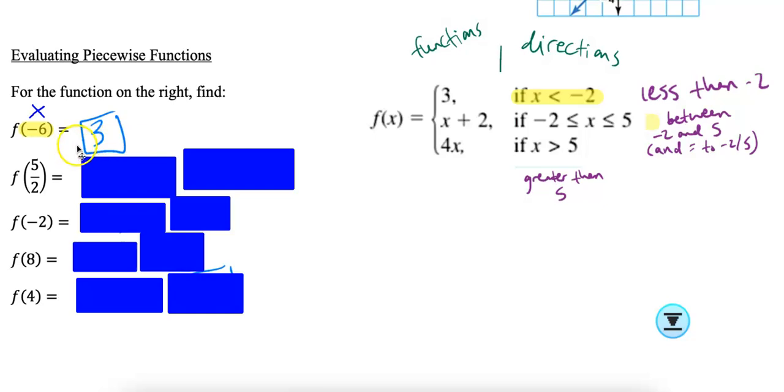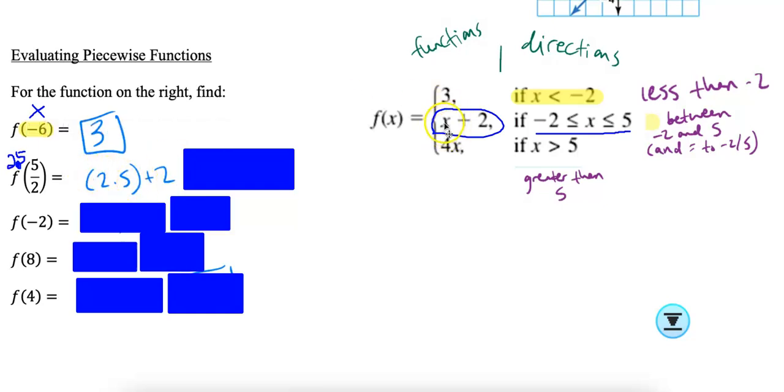So let's talk about another one. I've got 5 over 2, and if you divide 5 by 2, you would get 2.5. So then we have to ask ourselves, 2.5 is going to fall under which of these directions? 2.5 is a positive number, so it's going to fall between negative 2 and positive 5. So I need to take this 2.5 and plug it in where I see x in this middle function. So you're going to start off with 2.5, your x value, and then add 2. 2.5 plus 2 is 4.5, and that's our answer.